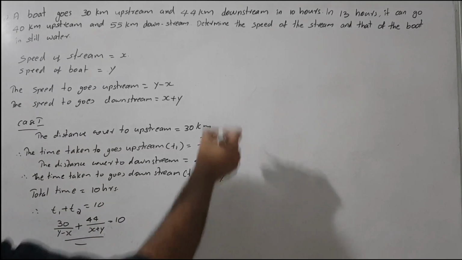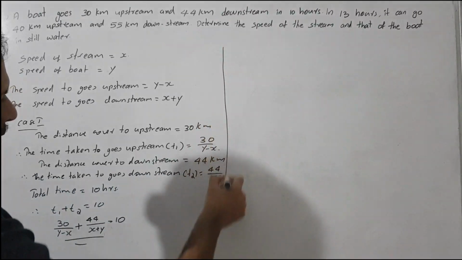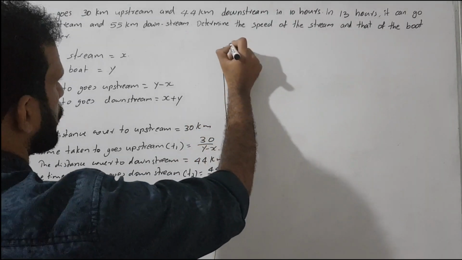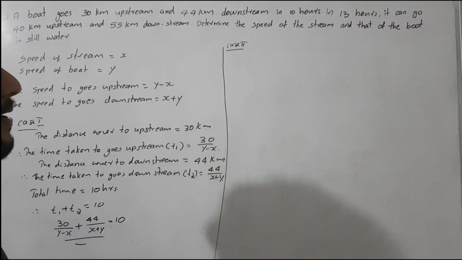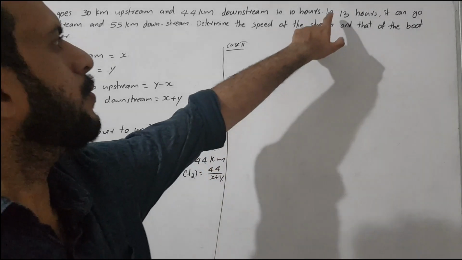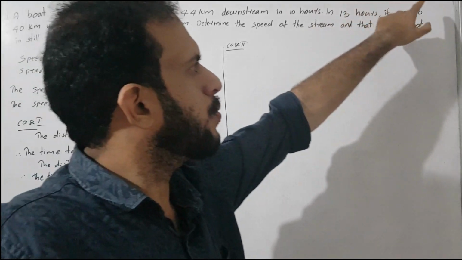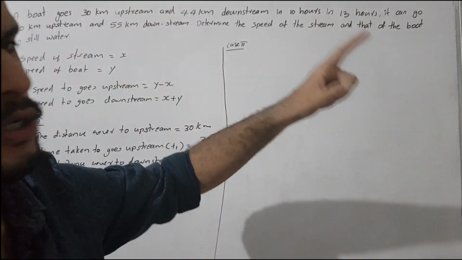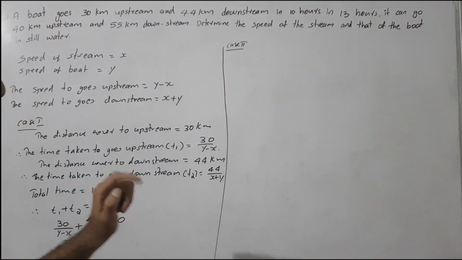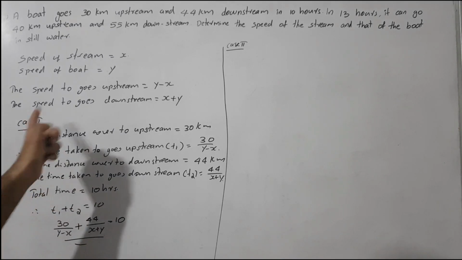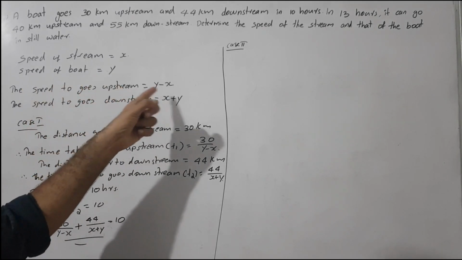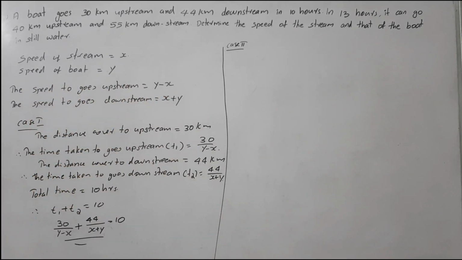Then what is next? Next we start the second case, case 2. What is the total time? Total time is 13. 13 means the time taken to move upstream plus the time taken to move downstream, like this. Then the speed, there is no change. The speed to go upstream and the speed to go downstream, only the distance changes, correct?